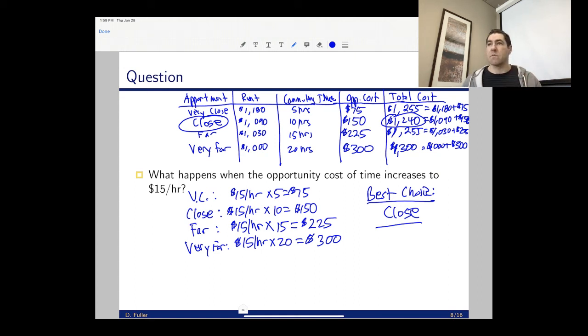So a good way to understand economics and to use that to your advantage is to make sure that intuitively your answers are checking out. Does the logic of where I moved relative to a higher opportunity cost of time add up? In this case, it does. I want to move closer to campus. So that is optimization using total value or net benefit.